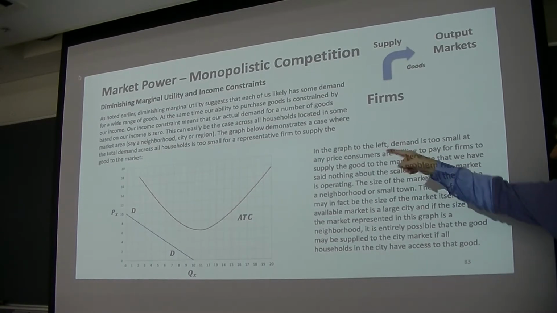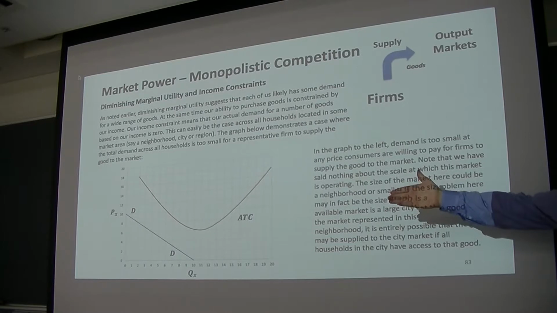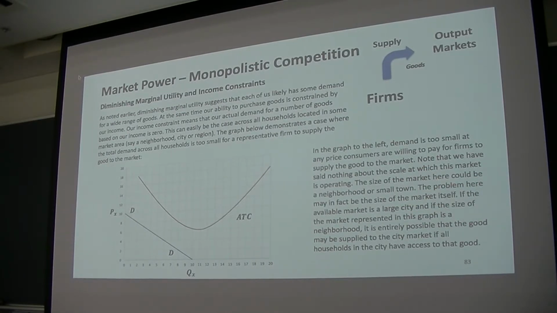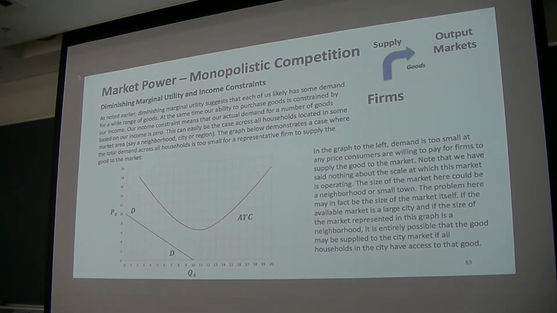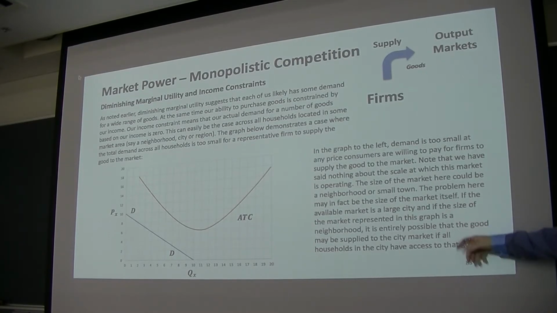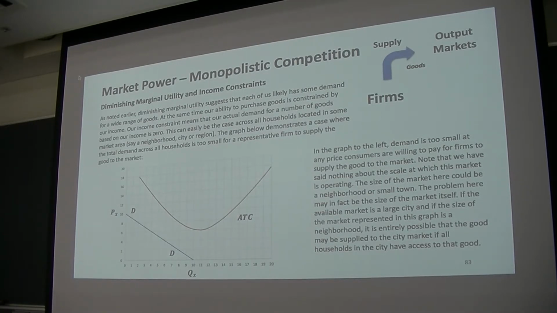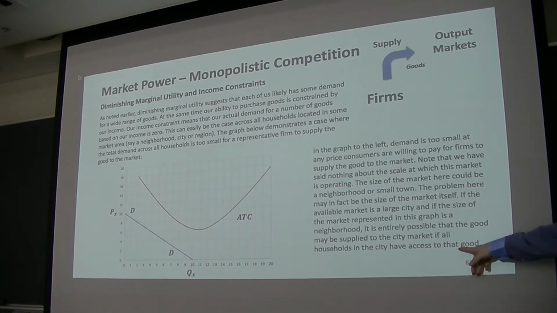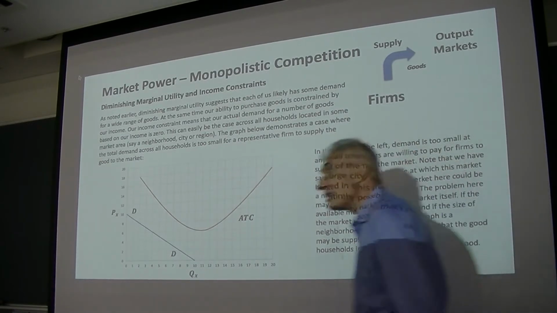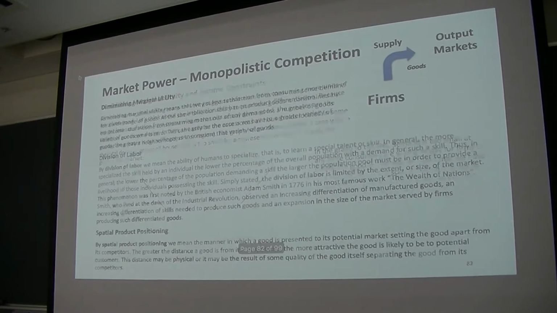That's what's going on in this diagram, and it could be the size of the market. This could be a neighborhood or small town. It could be too small. Now, if the market is a large city, and the size of the market is a neighborhood, it's entirely possible that the good would slide to the city market if all households in the city have access to that good. Well, let's go back here to my neighborhood. As I say, this is a neighborhood.